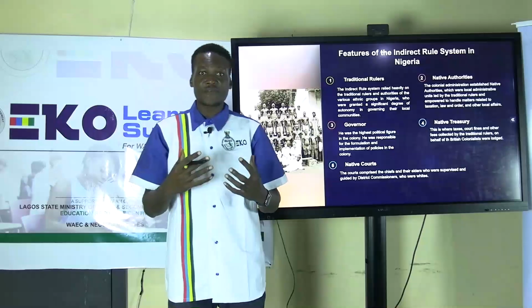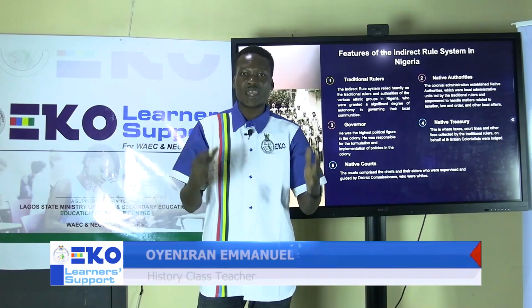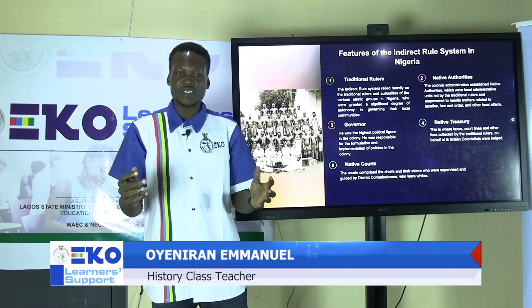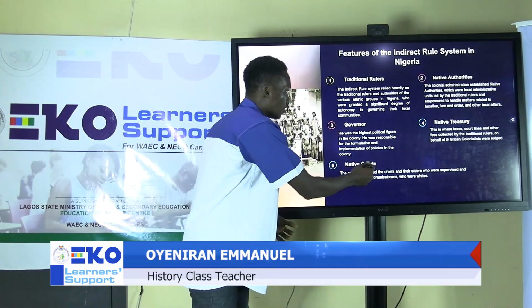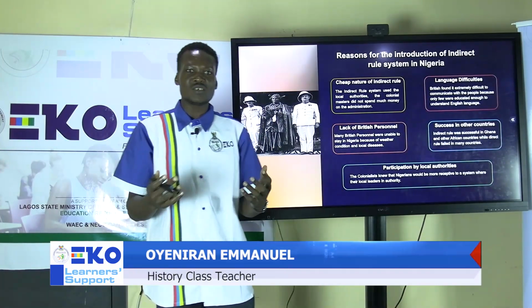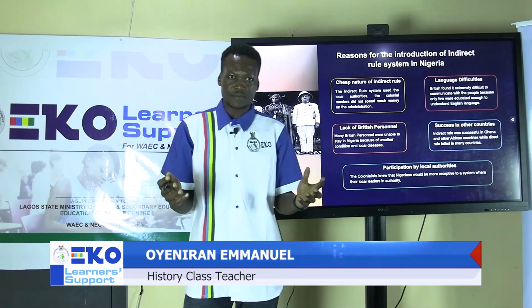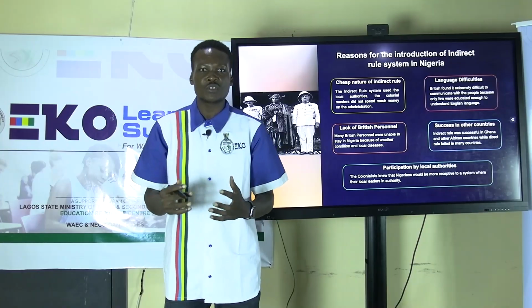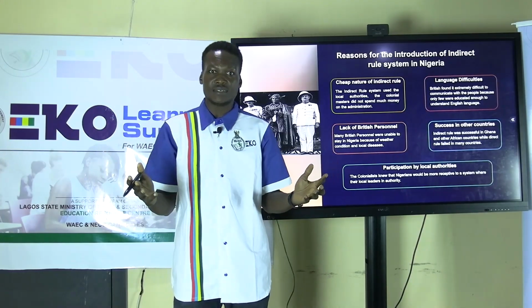Also, there is the native court. This court is where justice was administered. So I believe you are following me. Also, we'll look at the reasons. You will agree with me that there's a reason for everything. There are certain reasons that led to the introduction of the indirect rule system in Nigeria.